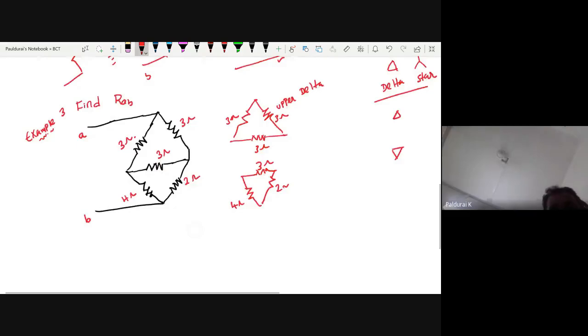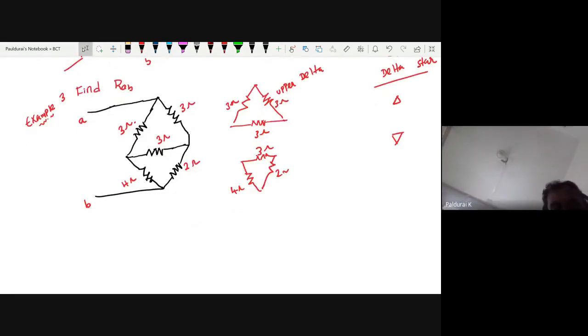Now suppose I want to convert this upper delta into star. Listen properly. So how will you convert this delta into star? Just assume I converted this upper delta into star. So now what will happen? Since all of these are 3 ohm, after converting, each will become 1 ohm. How I get that I will let you know, don't worry, but for the time being, just be with me.